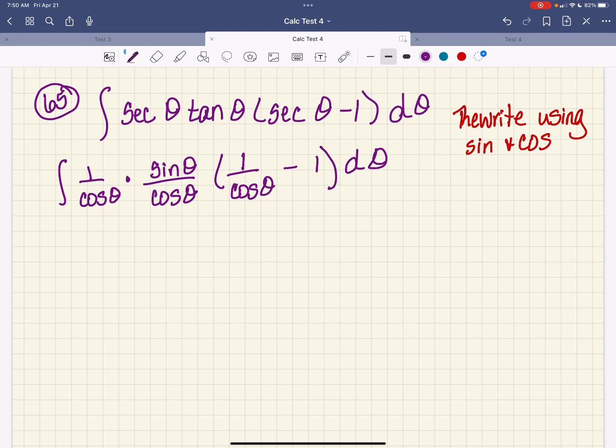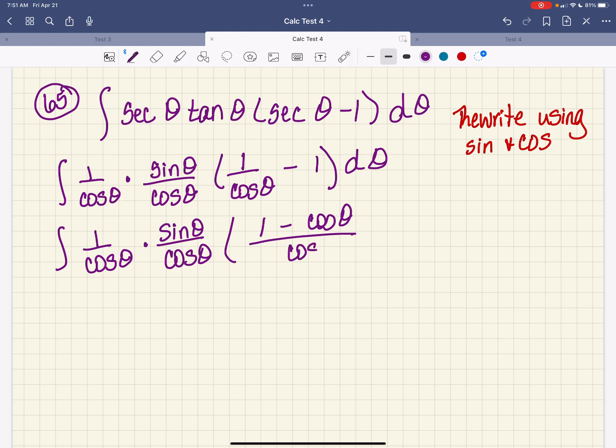Now the next thing I'm going to do is write this with a common denominator. Again, I'm not doing any calculus yet. I'm doing mostly algebra. Now we do have to know the trig functions to do it, but what I'm doing right now is just algebra. So I've got 1 over cosine of theta times sine of theta, cosine of theta. This is going to become 1 minus cosine of theta over cosine of theta right here.